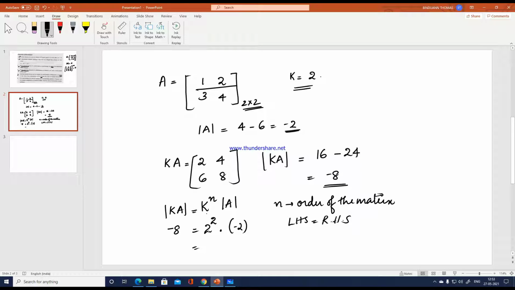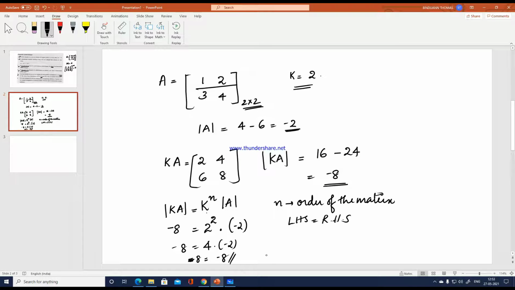So we get 2 squared, which is 4. 4 into minus 2 is minus 8. So minus 8 is equal to minus 8. So LHS is equal to RHS.